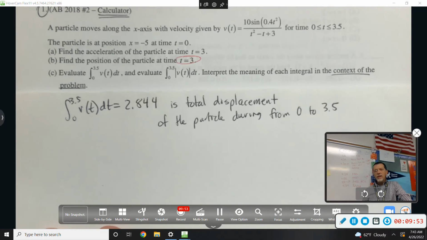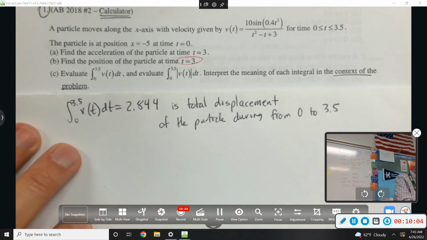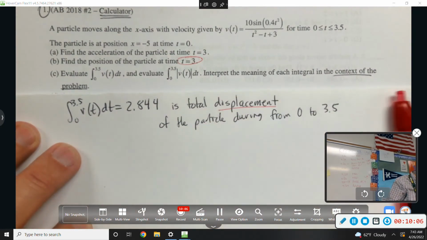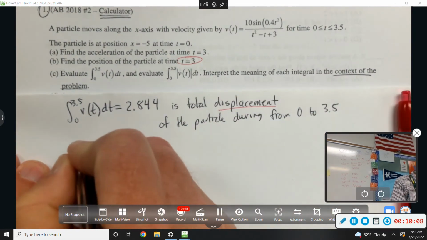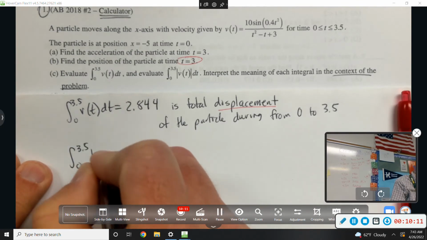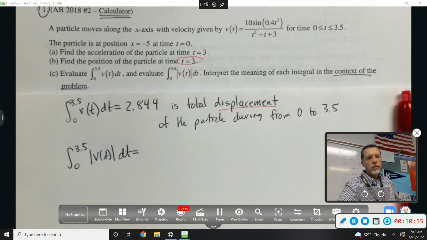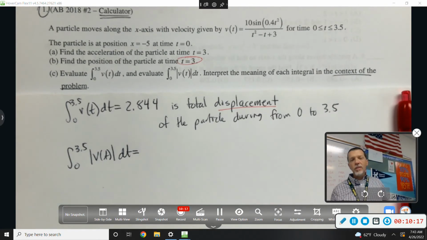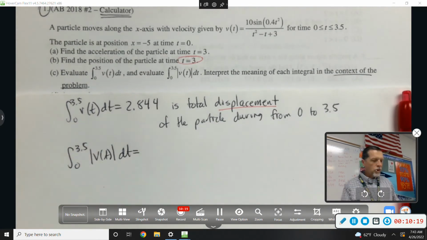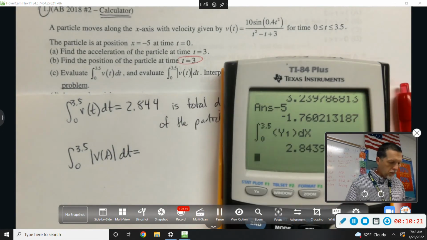I don't think they need you to explain that it's 2.844 to the right of where it started. I think they would have to be more specific if they wanted us to say that. I'm guessing that the main thing they're looking for is distance versus displacement. Again, to me, the easy way to remember that is distance is always positive. Absolute value is always positive. So that's why we put those absolute value bars on there.